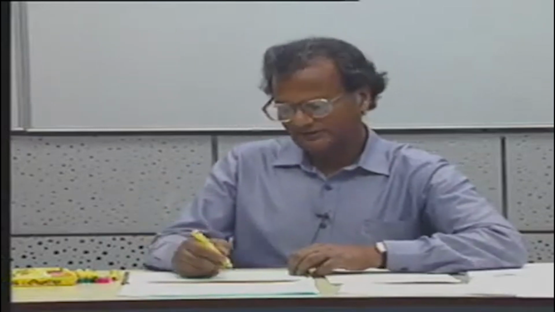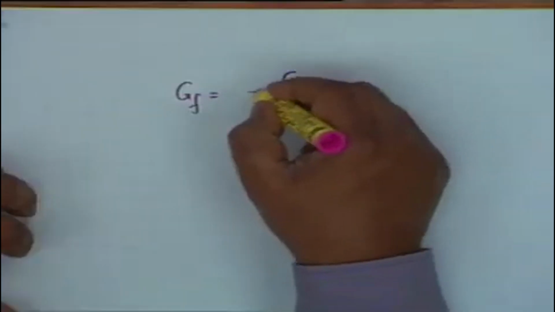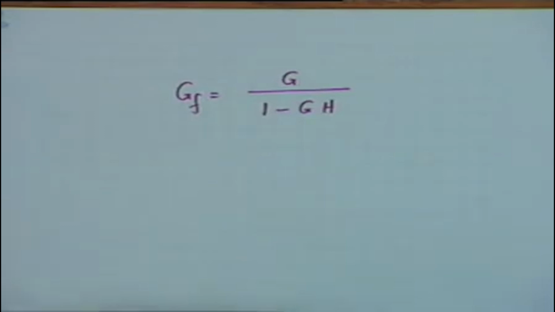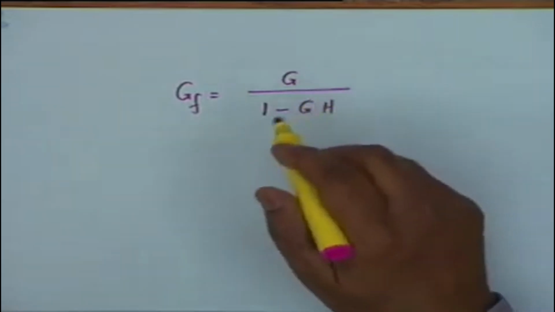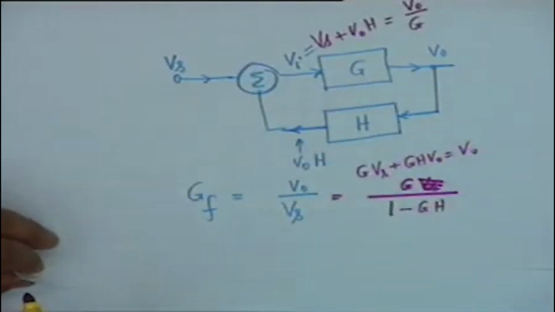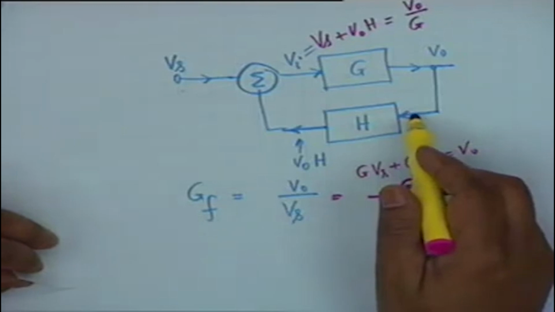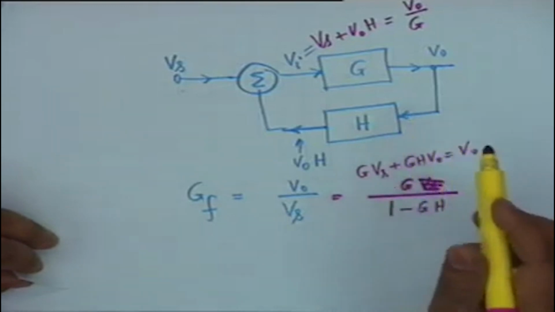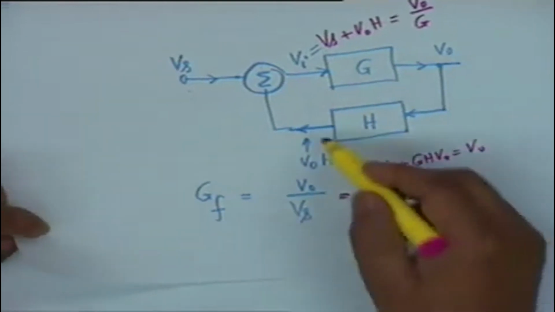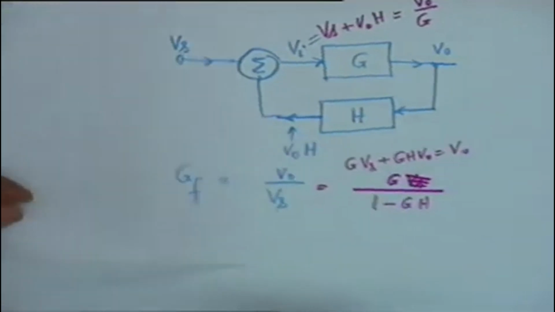So, for a feedback amplifier or any feedback system, the gain is in general given by G divided by 1 minus GH, where G is called the forward path. The signal travels in the forward direction. H is called the reverse path or the feedback path. It is this path through which feedback is applied. G, H, and the total loop is called the feedback loop.